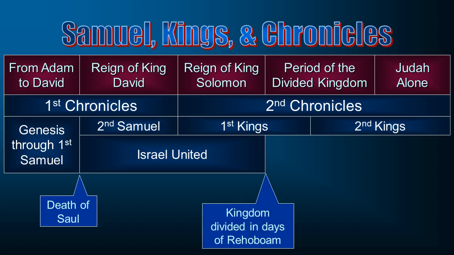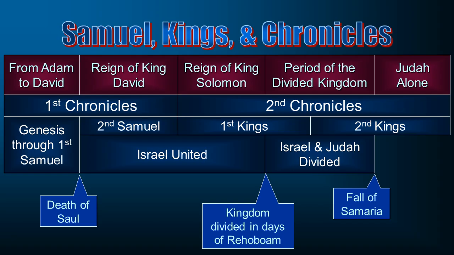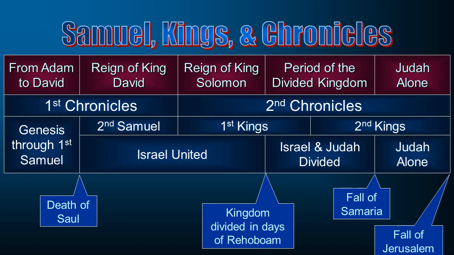And then I have the kingdom divided after the death of Solomon in the days of Rehoboam. And so now I have Israel and Judah being two different kingdoms. And then I have the fall of Samaria, where Judah now enters that period by itself. And so I have Judah alone, culminating in the fall of Jerusalem.